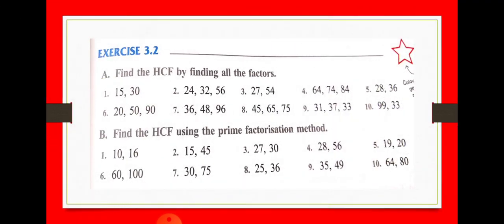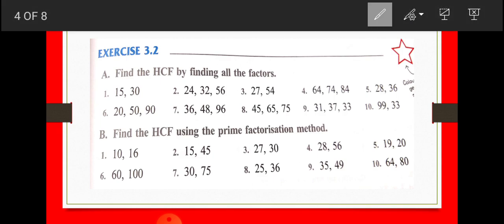This is exercise 3.2. Option A, find the highest common factor by finding all the factors. This is like example 3. Next, we find the highest common factor. First we have to find the factors of 15, then of 30. Then we have to take the common factors, then the highest common factor. Like that you have to do for all the sums. If there are 3 numbers, first you have to find the factors for 20, next for 50, next for 90. Then take the common factors, then take the highest common number.